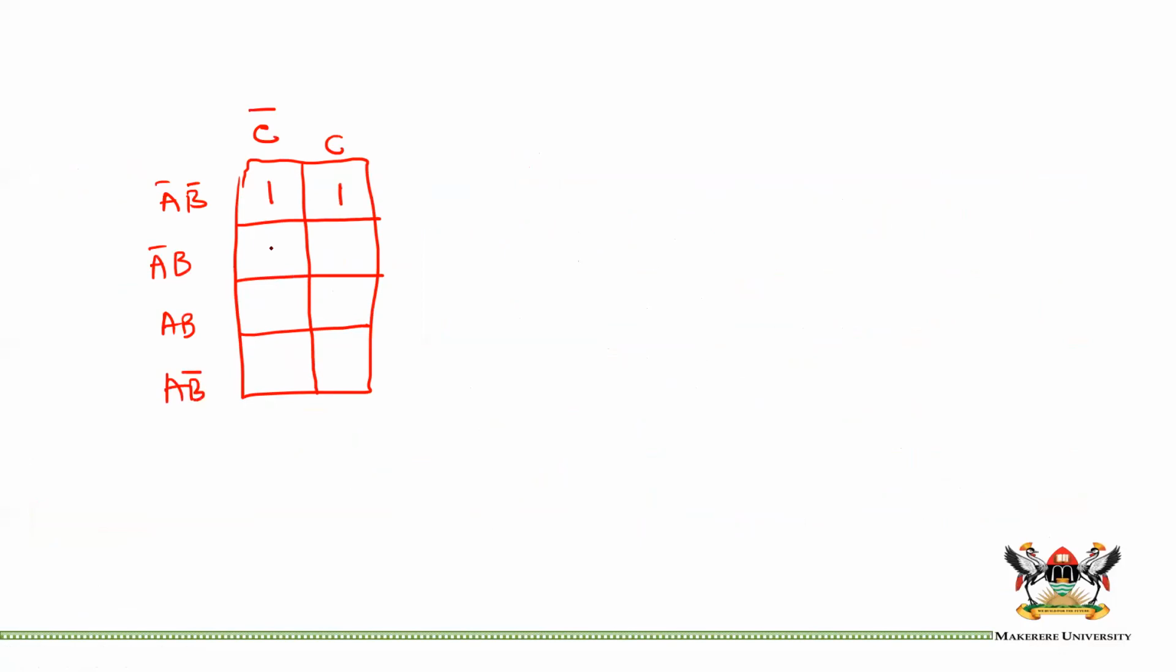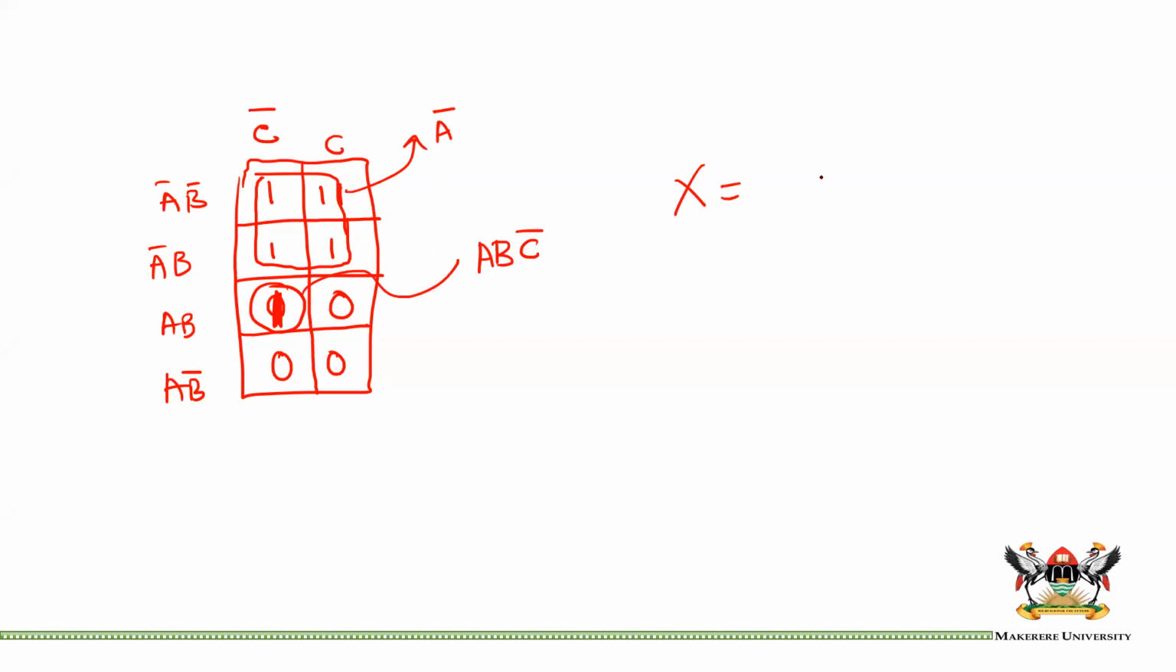That's a 1, a 1, a 1, a 1, a 1, a 0, and a 0, and that loop. And then you have that loop. Now, if you have this loop, we already know this is A inverse. If you have that loop alone, AB C inverse. So now your X would become A inverse or AB C inverse.